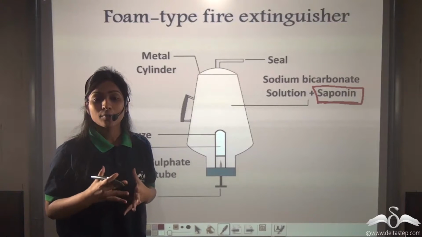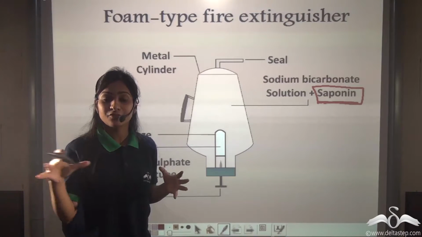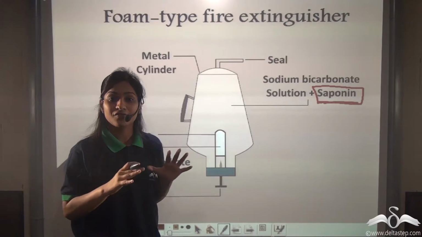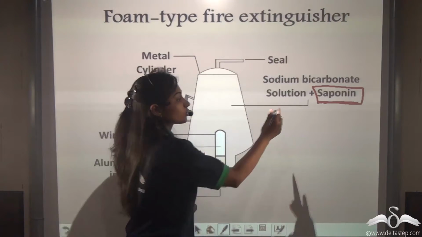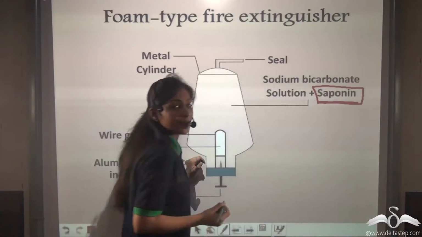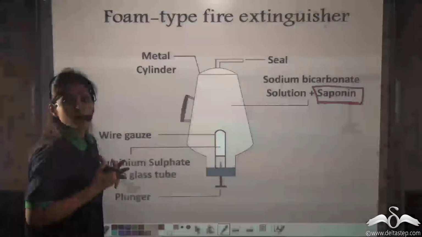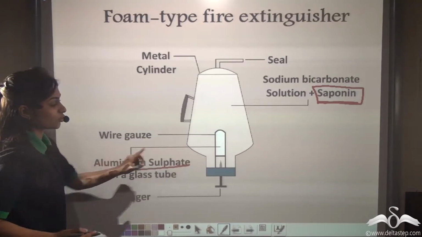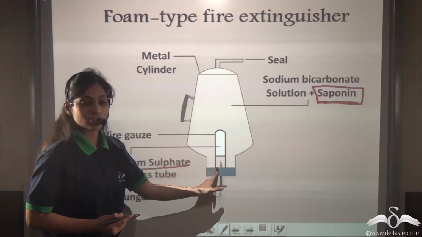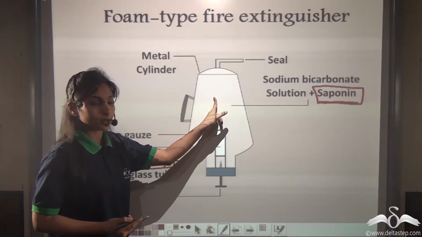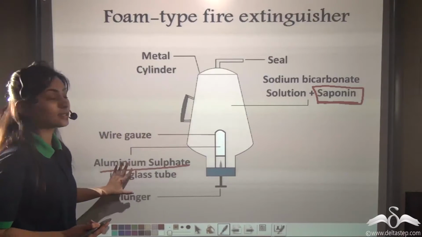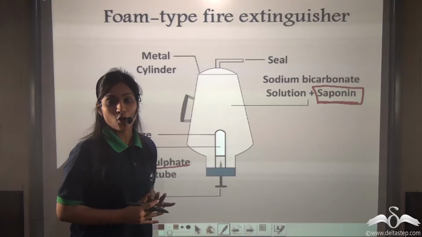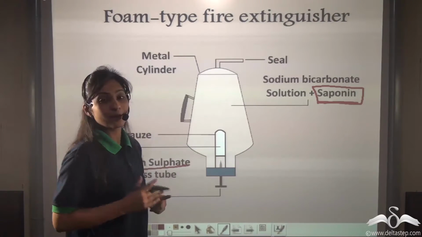Now why foam? Because oil fed fires need foam to be covered on top of the oil so that even oil fed fires can be extinguished. So this saponin actually helps in creating foam. Next, sulfuric acid is replaced with aluminium sulfate solution inside a sealed glass tube inside this metallic cylinder. The rest of the apparatus is the same. Let's see how soda acid cannot extinguish oil fed fires, but foam type can do that.